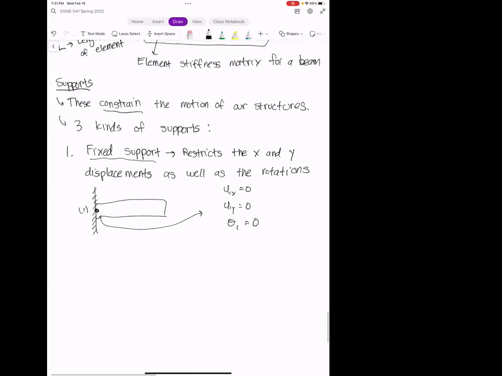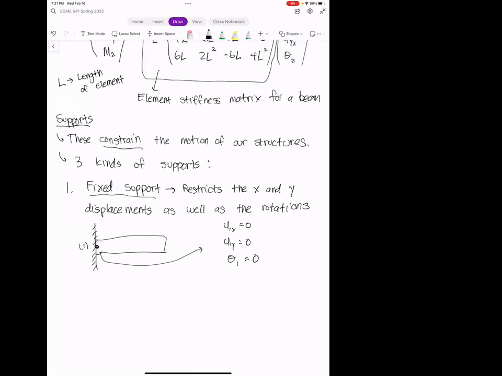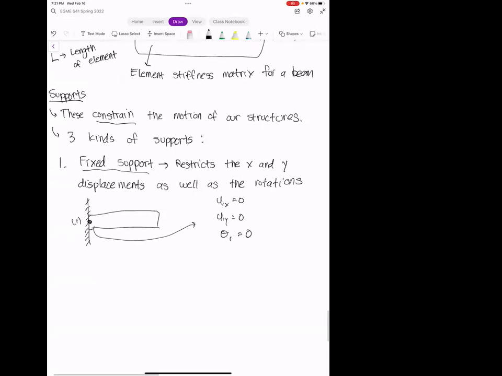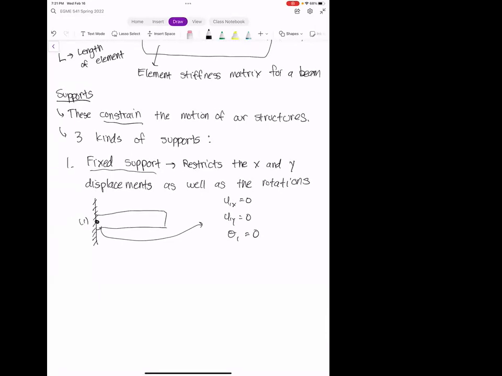So the U's are deformations and the theta is rotations. I think it's good to define these. When I talk about displacements or deformations, what I mean is U1x, U1y. This is the measurable distance that the node traveled away from its starting position.